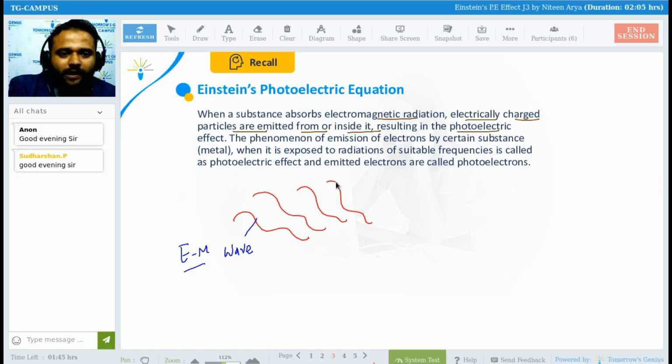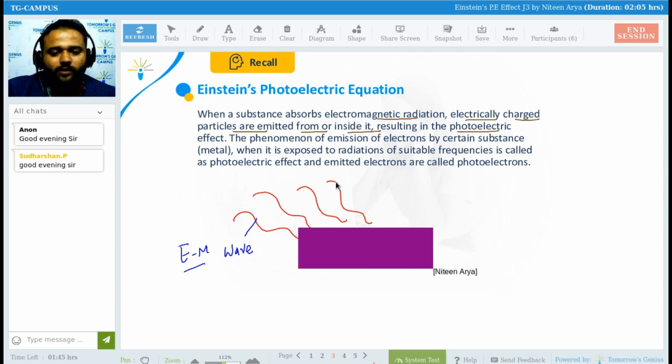Clear? So if any particular material, now I draw a material something like this, if these rays are absorbed in this way with the help of EM waves, or analogous to the wave, they give rise to a particular kind of particle, and that particle is electrically charged. Okay, so electrically charged particles are emitted from or inside it.